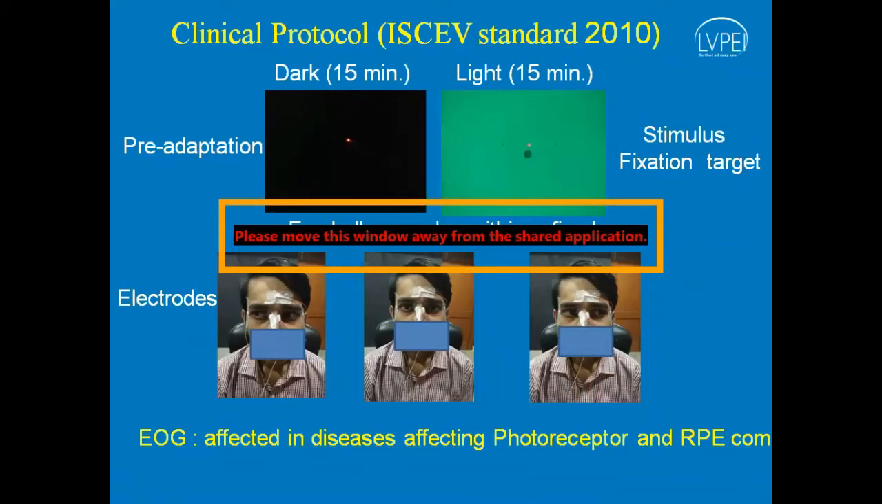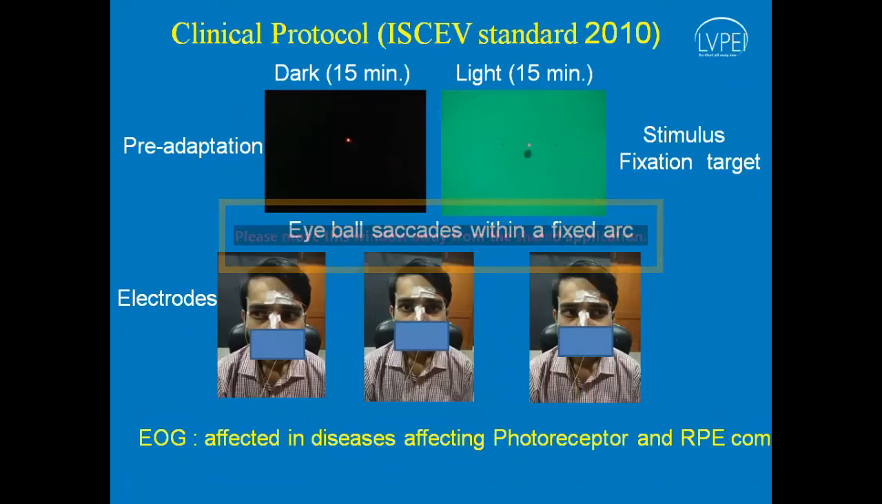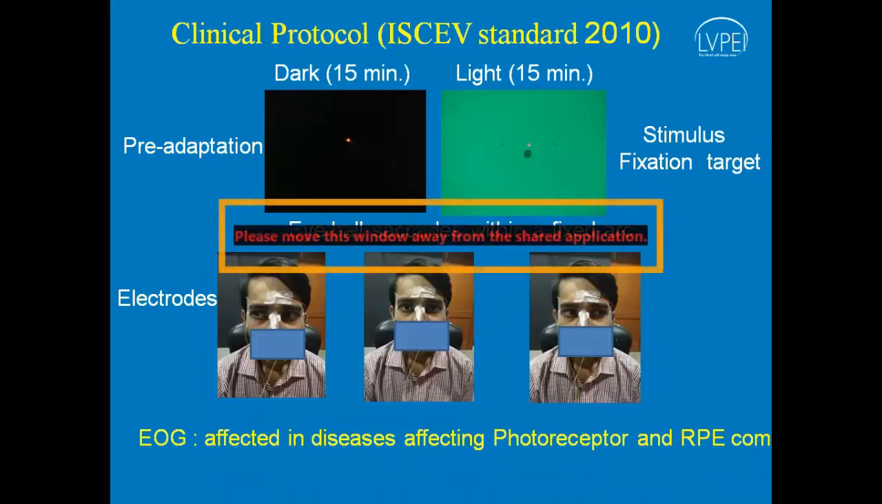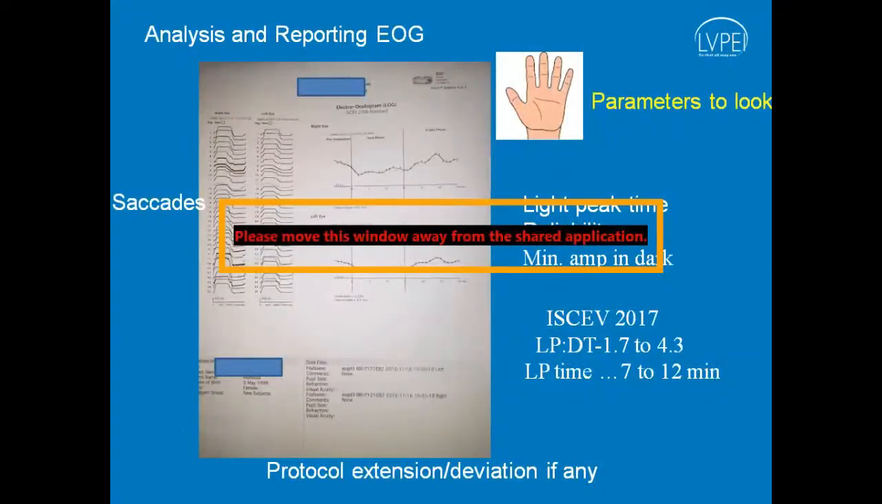So though there is this test, both ERG and EOG are not dependent much on vision. Even if you have poor vision, you can get a reliable test. But EOG needs cooperation and at least some vision to look at the target. If the subject is not cooperating and not moving the eyeballs, then the recording becomes erroneous.